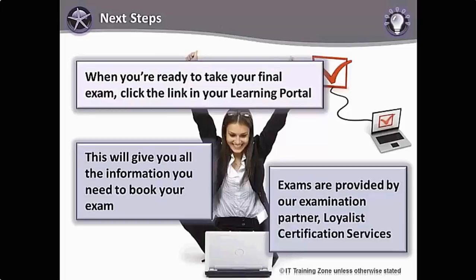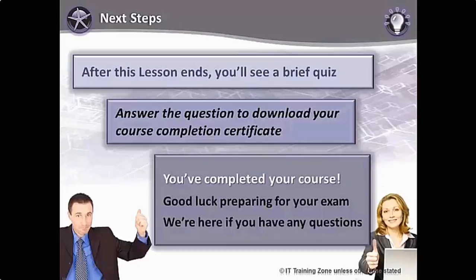When you're ready to progress to your final exam, click the link in your learning portal. You'll be given all the information you need to book your exam through our examination partner, Loyalist Certification Services. At the end of the lesson, you'll see a one-question quiz. When you answer the quiz, you'll be able to download your course completion certificate.